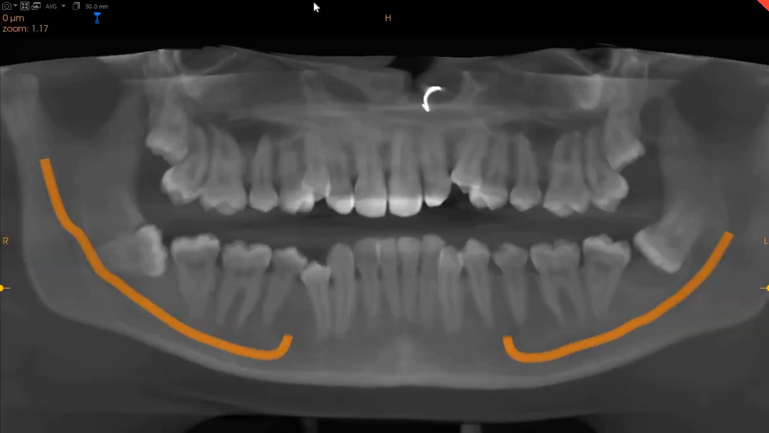So this is the CBCT of the patient that you have requested. The area of interest is the lower left 8 for a cystic lesion, and all the other wisdom teeth for extraction evaluation, starting with the upper right 8.